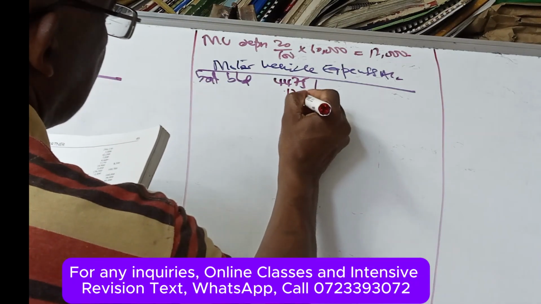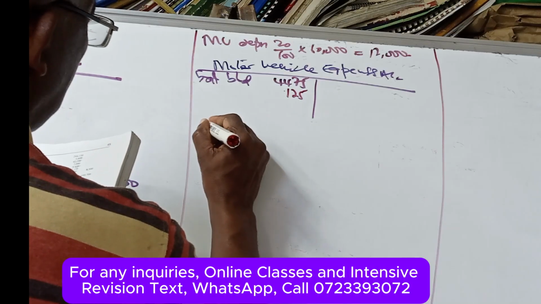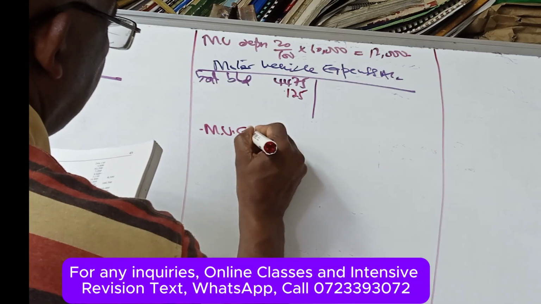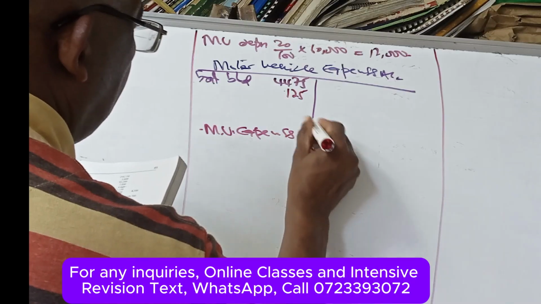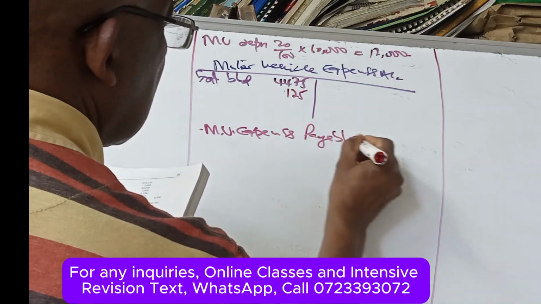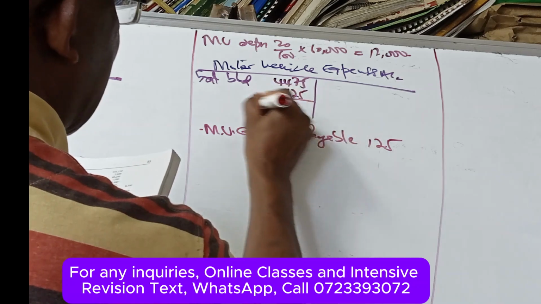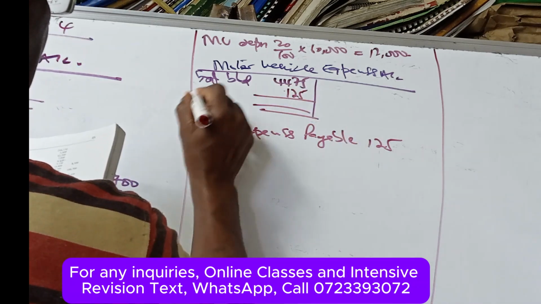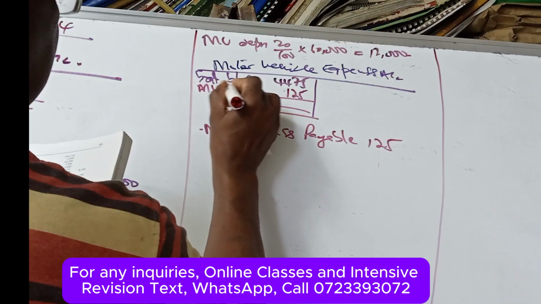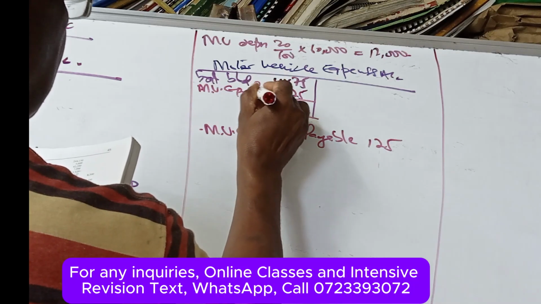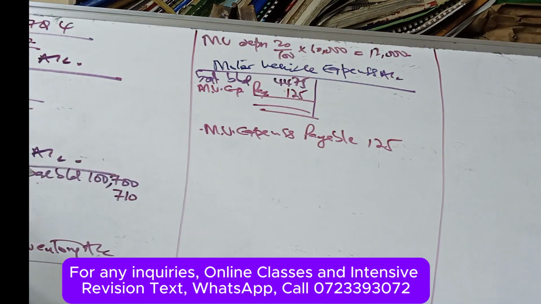So we add 125, but we know it is a payable. Motor vehicle expenses payable 125. So it's a current liability. The corresponding credit should be motor vehicle expenses payable. So 44.75 plus 125, we get a figure of 4,600.